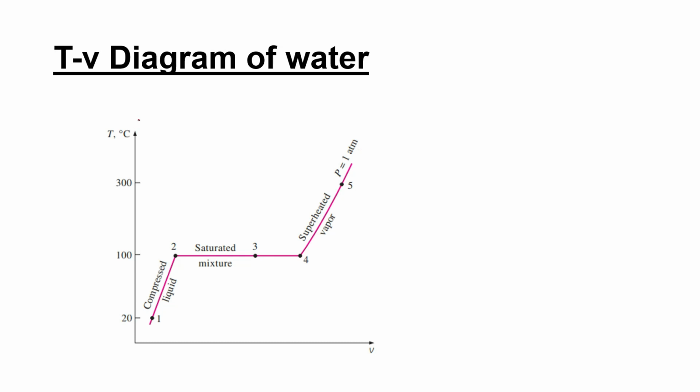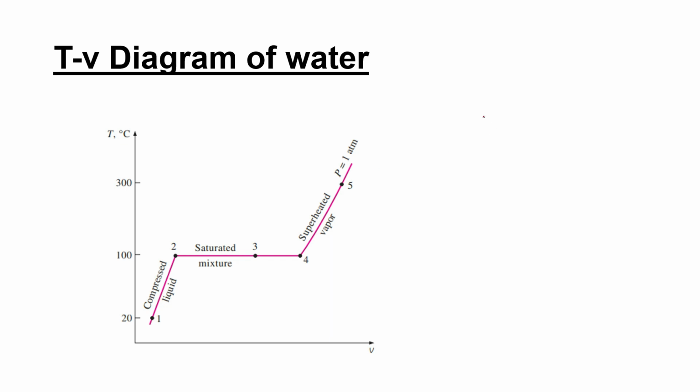So now let us draw the temperature volume diagram of water. You can see the y-axis you have the temperature, and in the x-axis you have the specific volume, that is total volume by mass. So let us draw the change in temperature with respect to the volume.